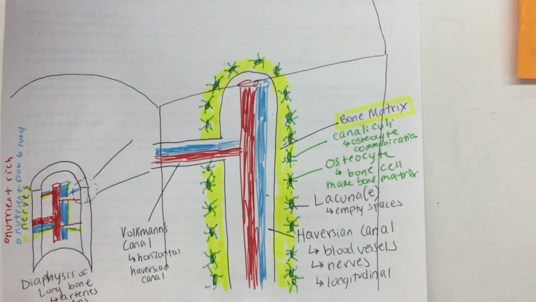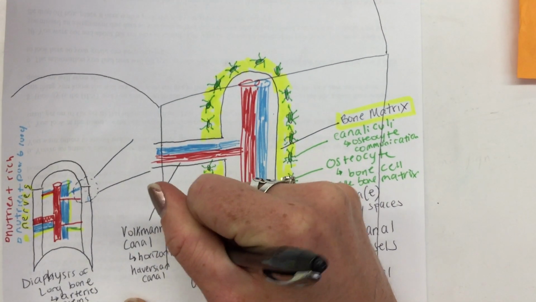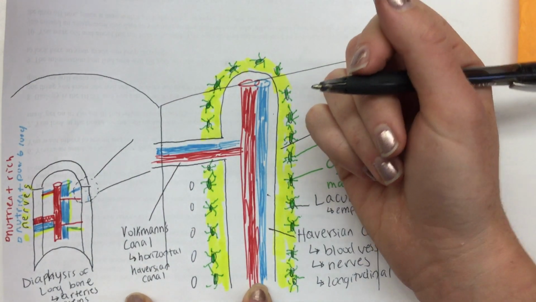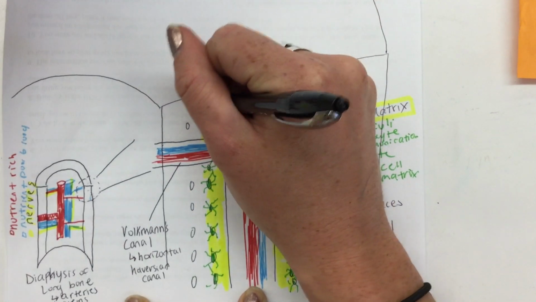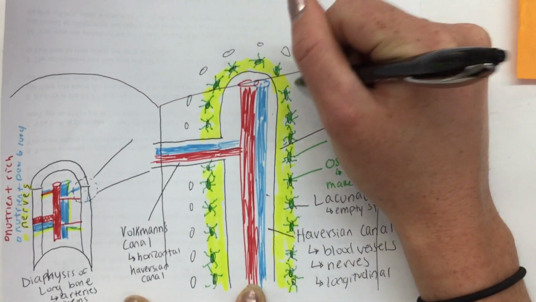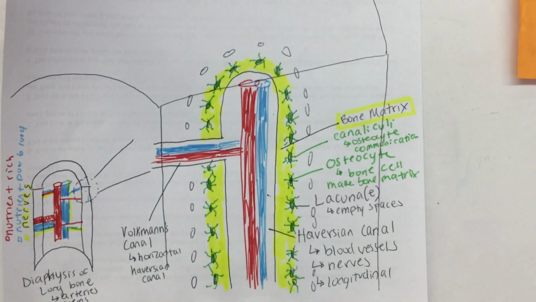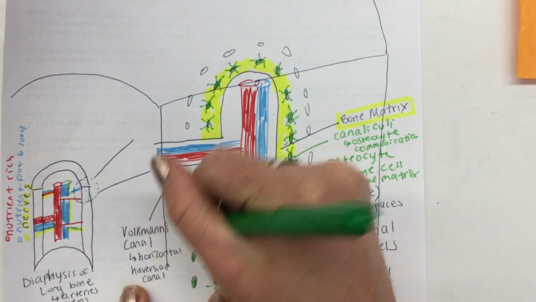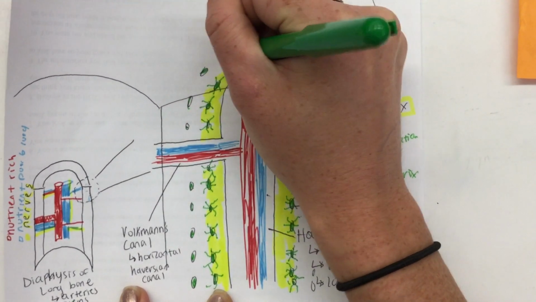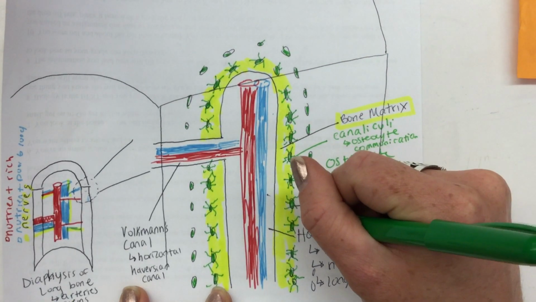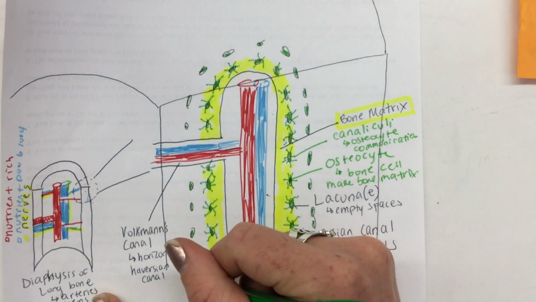So I want you to draw a whole another layer. We start with our holes. What are the holes called? Lacuna. Everyone, what are the holes called? Lacuna. We're going to draw another layer of lacuna. And these holes are filled with what? Osteocytes. And the osteocytes communicate with their little antennae called canaliculi.